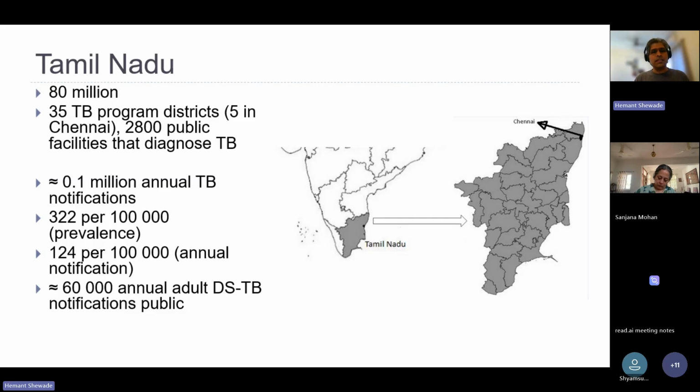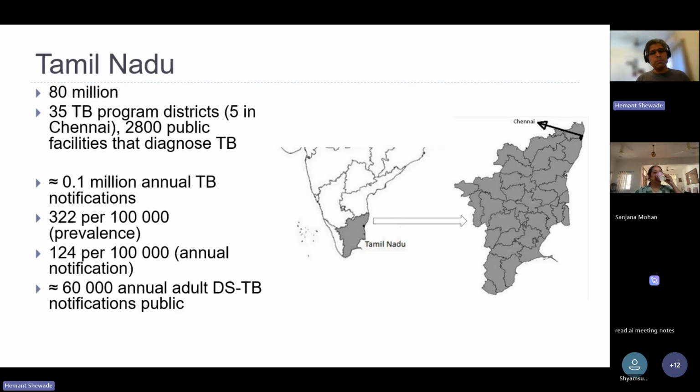When it comes to the National TB Elimination Program, under the state TB cell, there are 35 TB program districts. Out of these 35, 5 are in Chennai. So if you exclude Chennai, there are 30 NTP districts in the state. Overall, there are around 2,800 public facilities that diagnose TB, starting from primary health center, then your block PHC, then government hospitals, your district headquarter hospital, and finally your medical colleges.